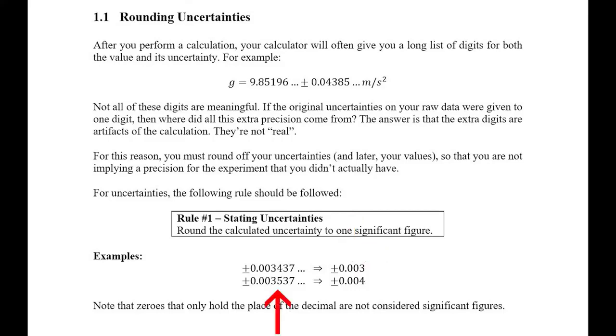If the uncertainty is 0.003537, then that rounds off to 0.004. So 5 or higher rounds up, 4 or less rounds down, but you keep just one significant figure on the uncertainty. So that's the rule, but remember I said that there is one exception to the rule. So let's look at that now.